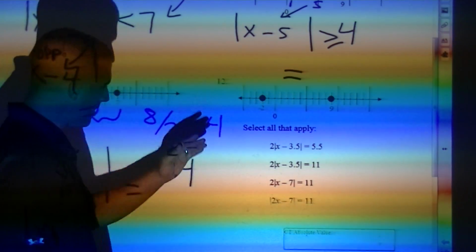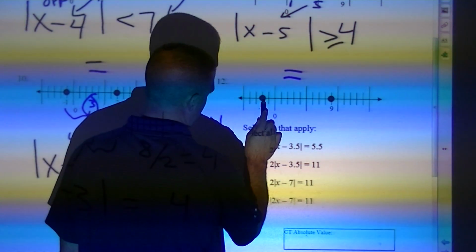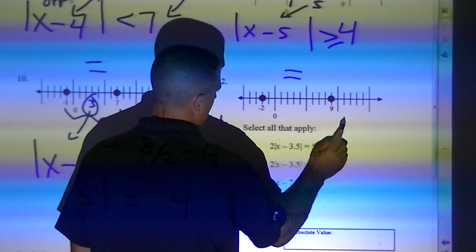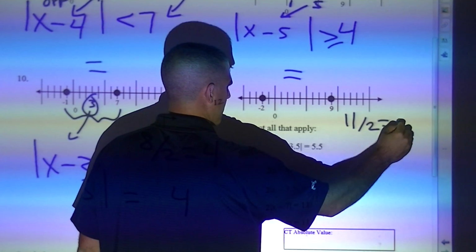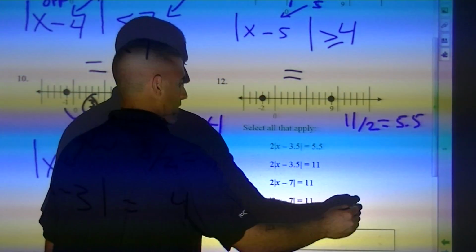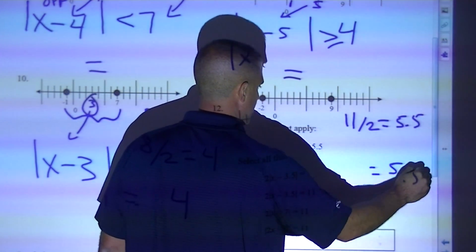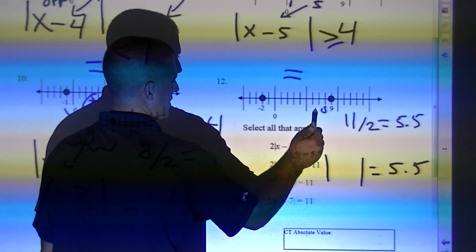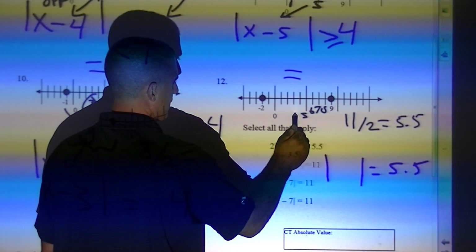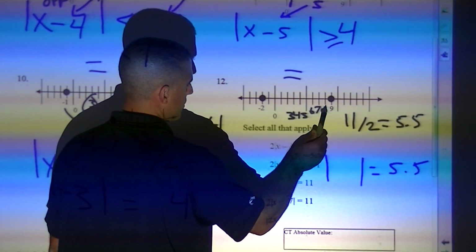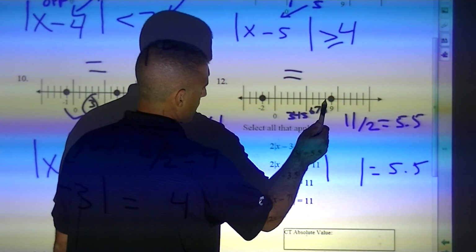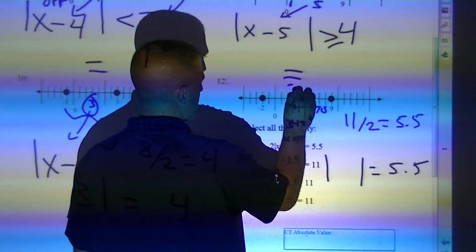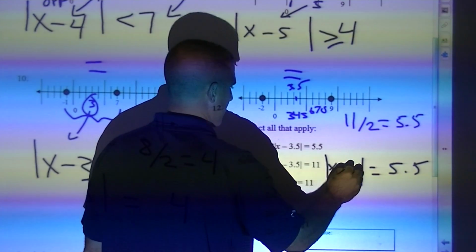Now let's look at this one. How many are these away? 1, 2, 3, 4, 5, 6, 7, 8, 9, 10, 11. 11 divided by 2 would be 5.5. So I would have equals 5.5. So that's going to put me at 3.5. So it's going to be x minus 3.5.